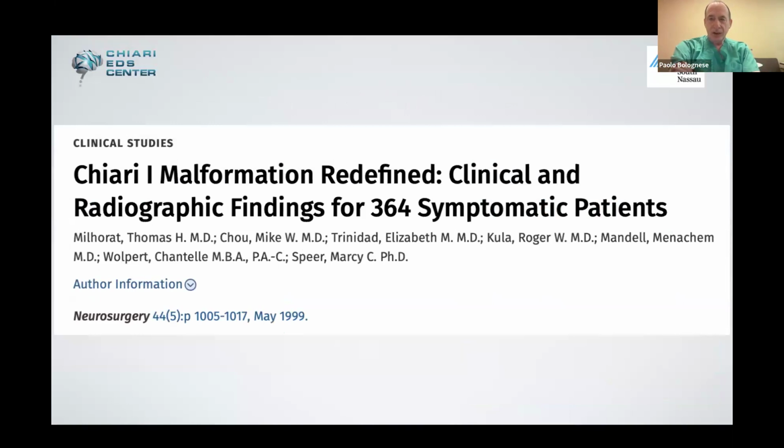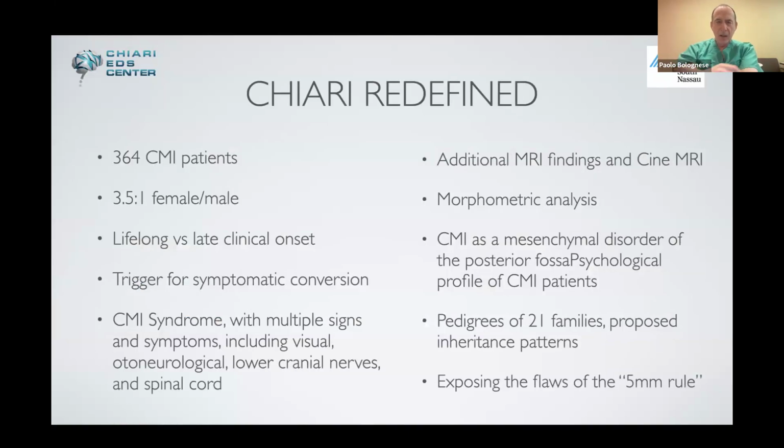Sidestepping from syringomyelia to Chiari malformation was a natural thing. 75% of the syringomyelia cases are caused by Chiari malformation. And after concentrating for ages an enormous amount of clinical experience, he wrote this article. This article is still the most quoted article in the history of Chiari malformation literature. And it's called Chiari Redefined because he redefined the entire understanding of the disease.